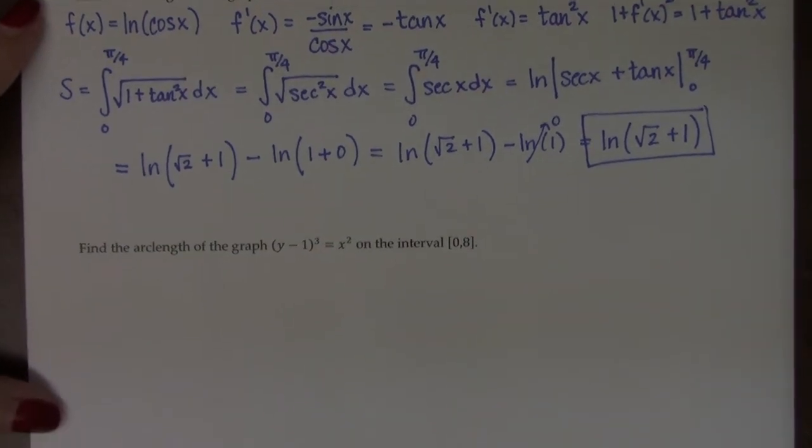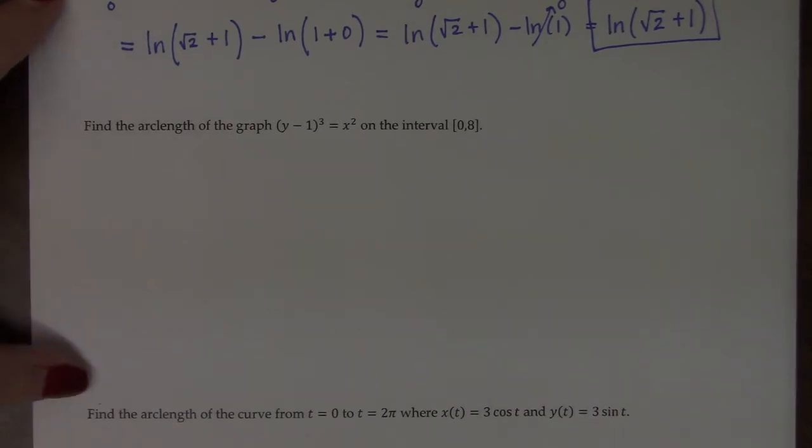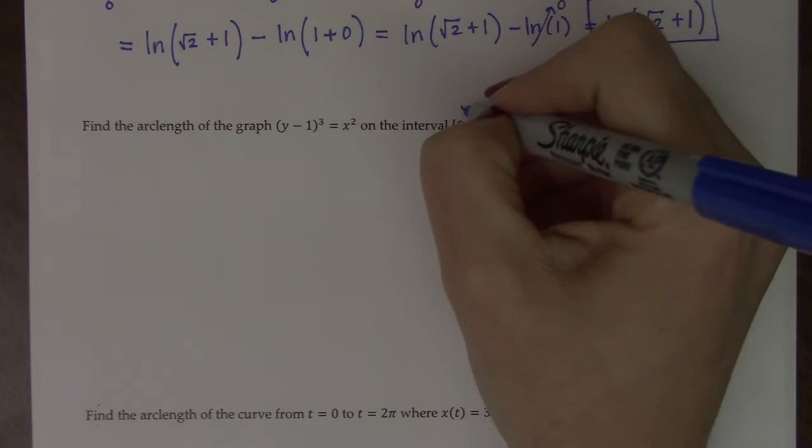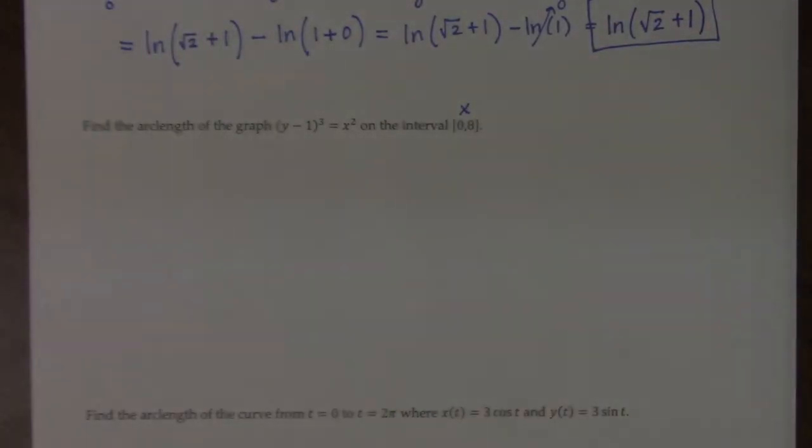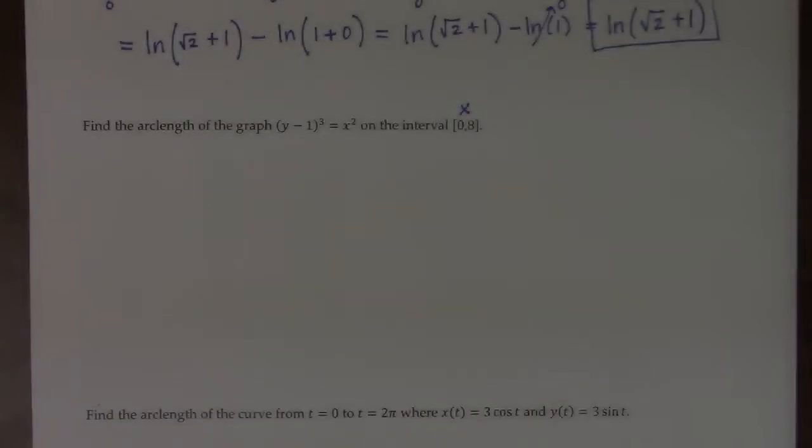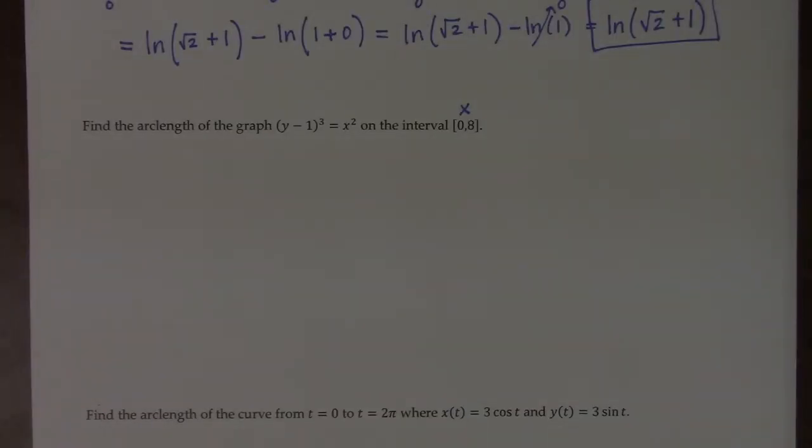All right, let's do another one. So this one says find the arc length of y minus 1 cubed equals x squared on the interval from 0 to 8. So 0 to 8 are actually the x values. But I have to decide whether I'm going to set this up in variable y or in variable x.